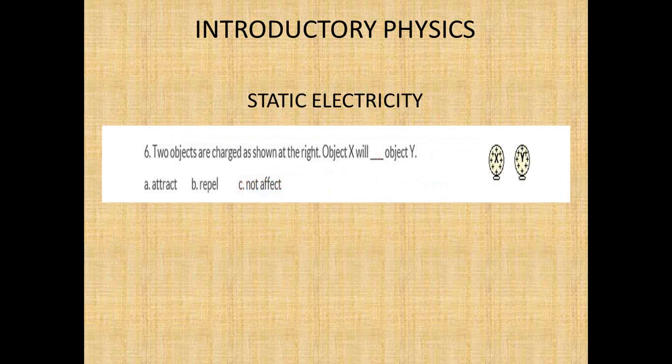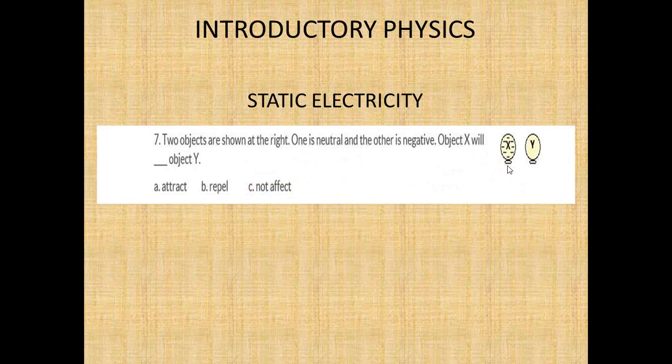All right, let's look at this question. Two objects are charged at the right. Object X will be and object Y will be. You can see that object X is positively charged and Y is positively charged, so they're going to repel each other because they're like charges. Then two objects are shown on the right. One is neutral and the other is negative. A charged object and a neutral object will attract.